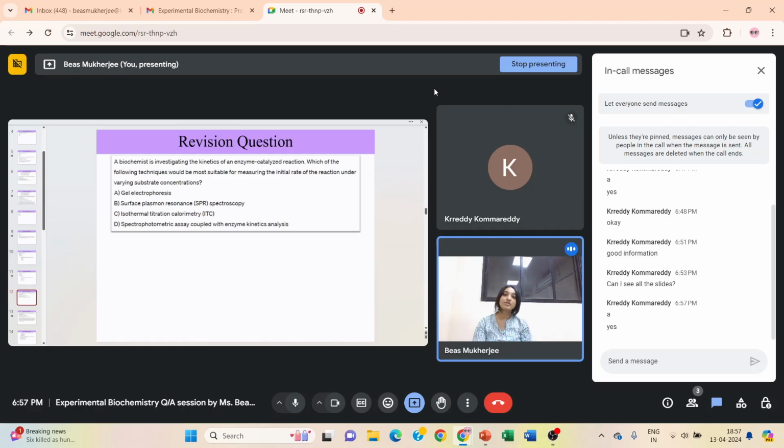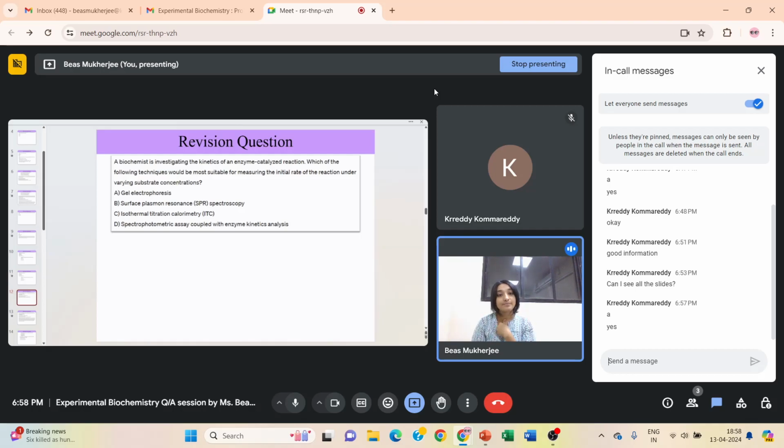Which of the following techniques would be most suitable for measuring the initial rate of the reaction under varying substrate concentration? So he is measuring an enzyme-catalyzed reaction. There is gel electrophoresis. Now, varying substrate condition, right? So there is enzyme gel electrophoresis, but then what can you see in gel electrophoresis? Then there is surface plasmon resonance.